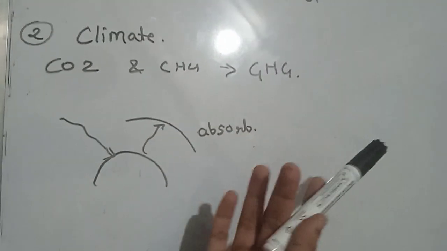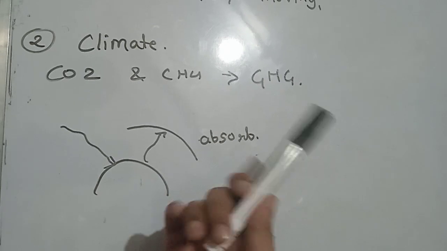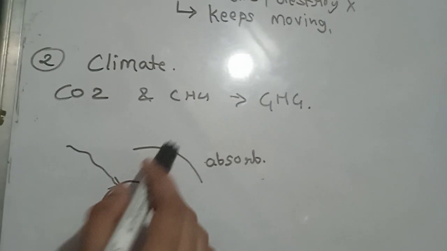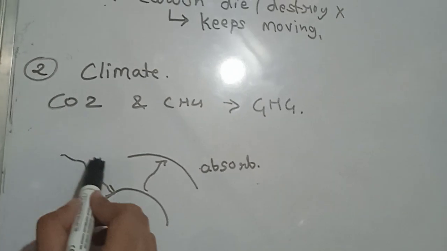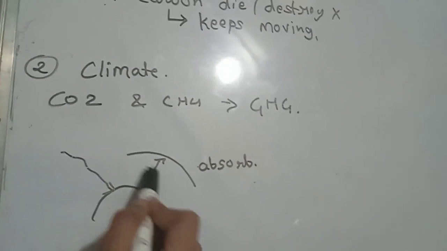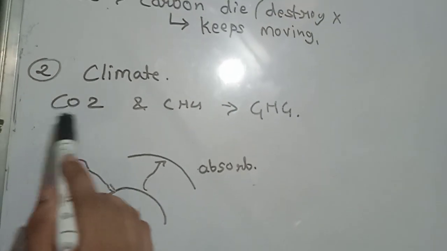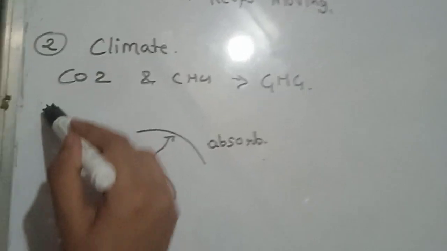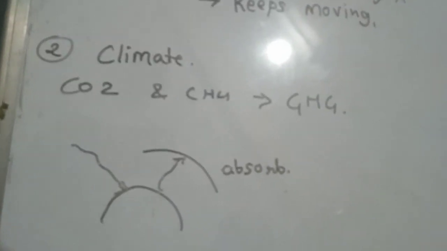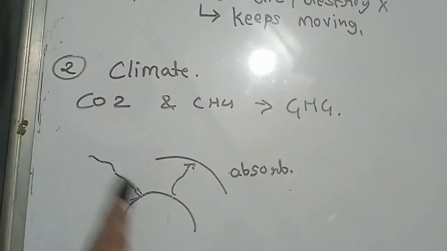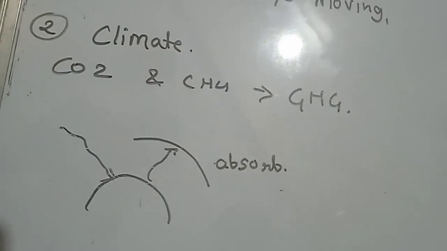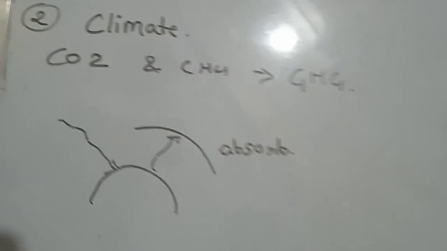Now let me, in a short period of time, give you information about greenhouse gases. We already know that the energy of the sun reaches earth in the form of short wave radiation. Now the earth emits it back as long wave terrestrial radiation. It is insolation, we call it solar radiation, and it is terrestrial, but it is long wave.